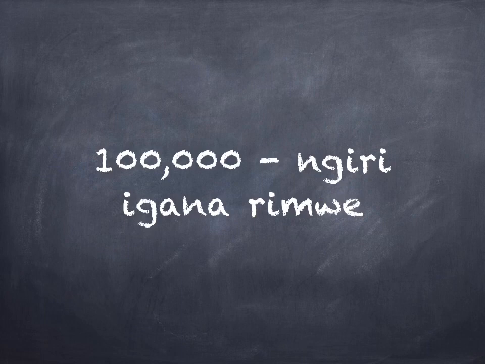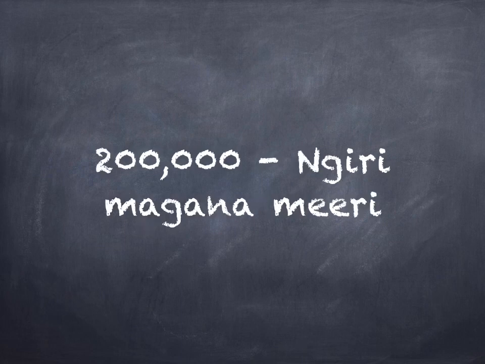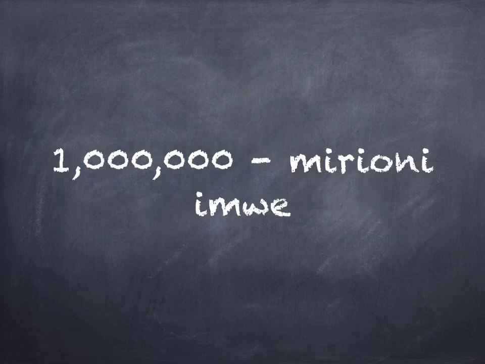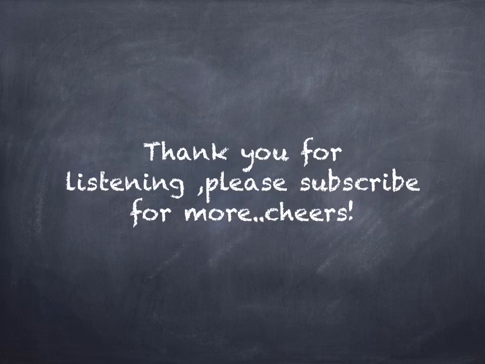100,000, igîrî igana rimwe. 200,000 is igîrî magana meri. 1 million, mirioni imwe.